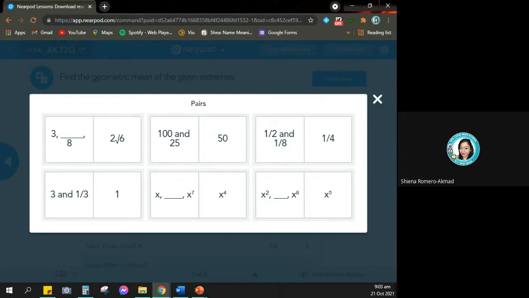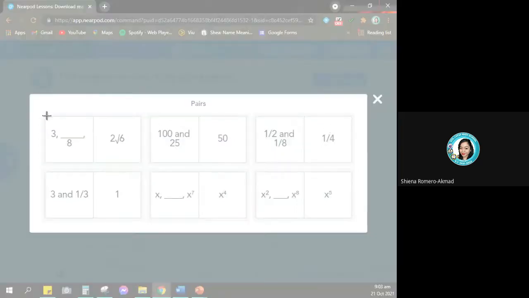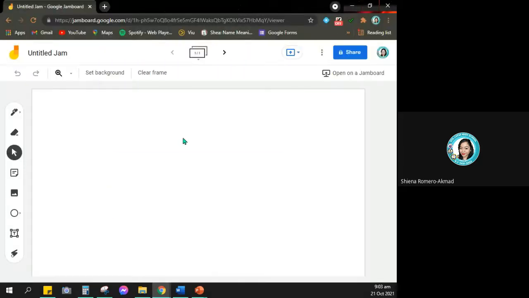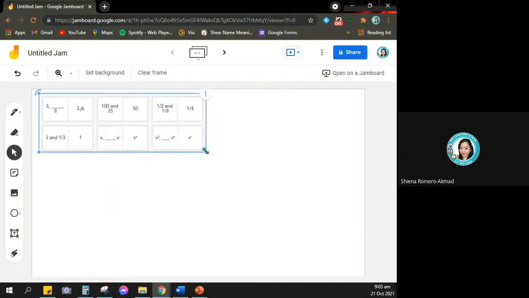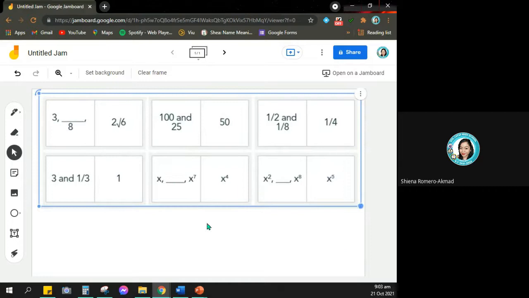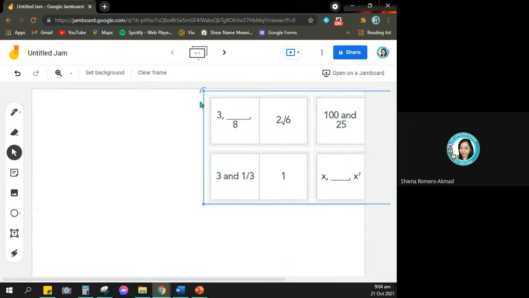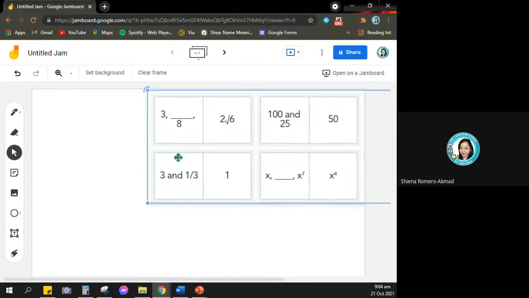Okay, so let me give this as an example. Let's see if I can paste it. Ay, hindi pwede. Let me open the jumper. It can't be pasted here. So, let's give the ones in the cards as examples. Let us start with the two. What is this? It won't move anymore. Just that one.